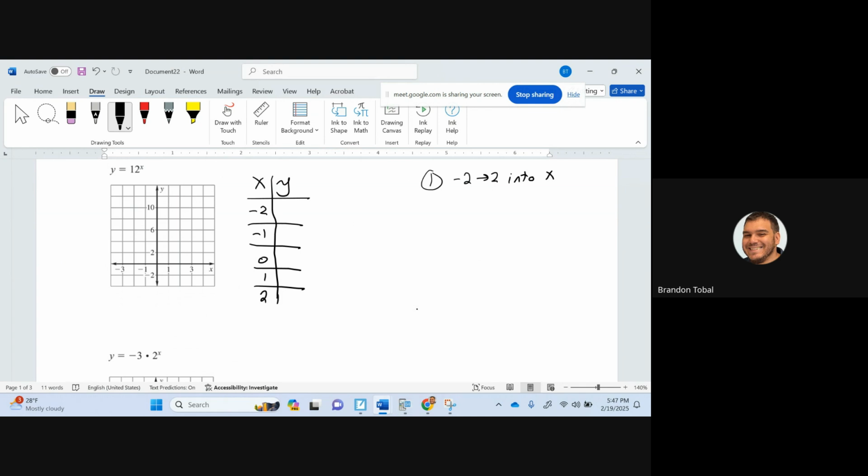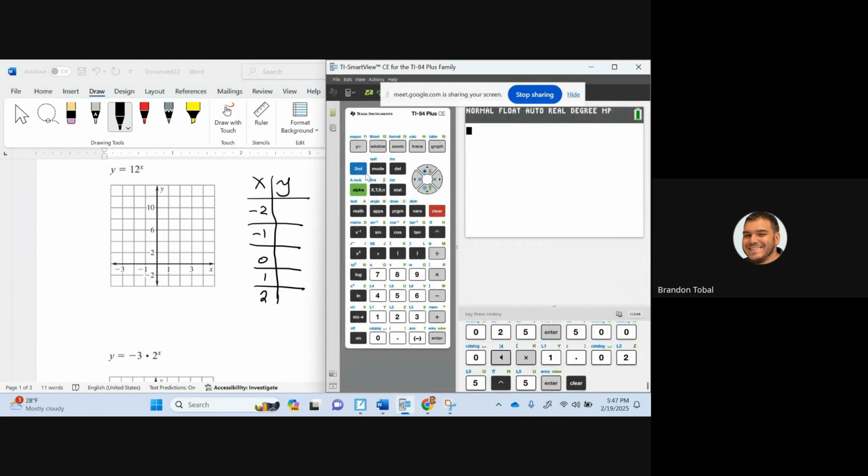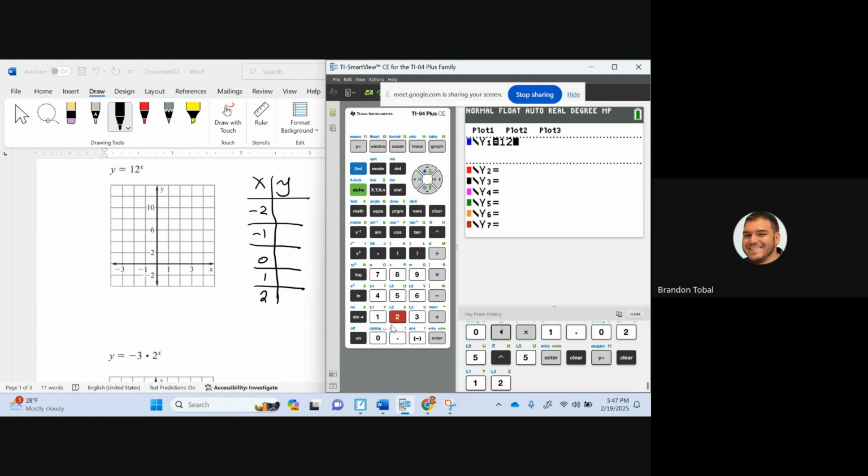Then, step 2, we're going to put it in the calculator. Because why are we going to work hard to not put it in the calculator? So I'm going to click y equals. I'm going to type it in as I see it, 12 to the x. You can see the buttons turn red after I click it. So 12 to the power of, this is the button for power above the division symbol, to the x power.